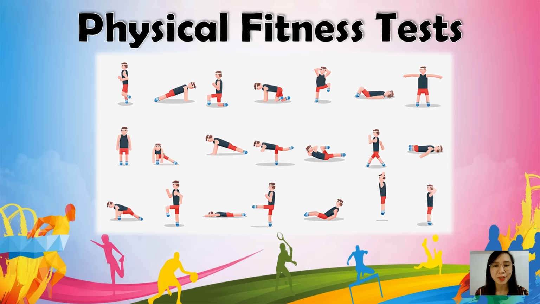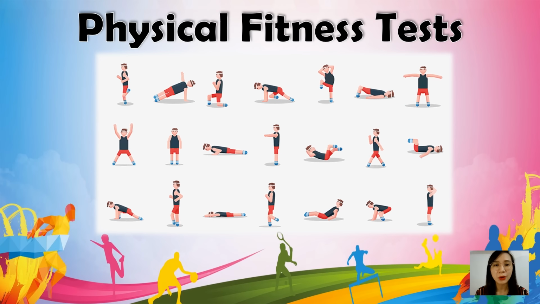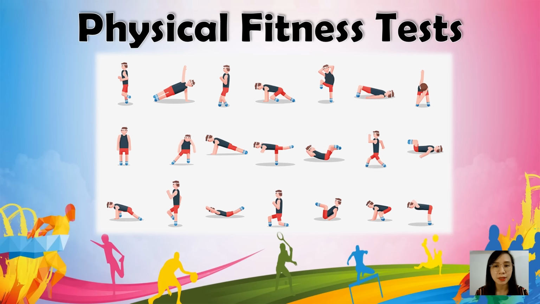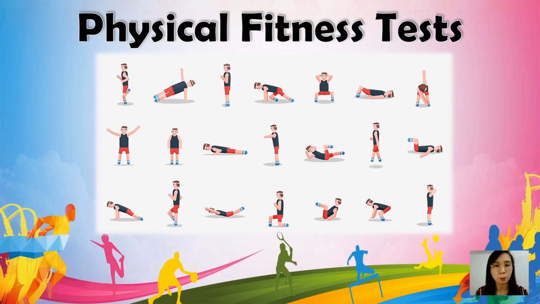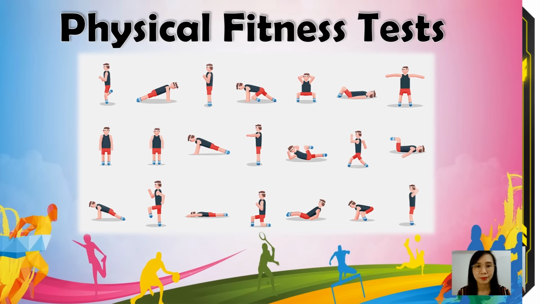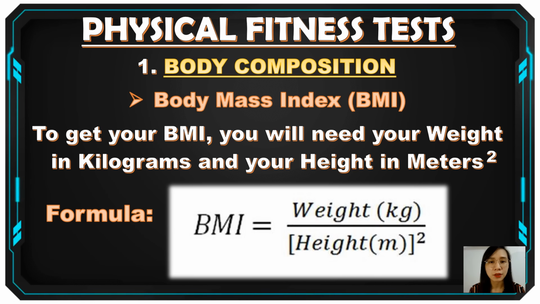After learning the different physical fitness components, we will now discuss the different physical fitness tests to measure those fitness components. First one is the physical fitness test to measure your body composition. To get it, we will compute for the BMI or the body mass index. In computing this, you need your height in meters and your weight in kilograms. The formula to get this is weight in kilograms divided by height in meters squared.